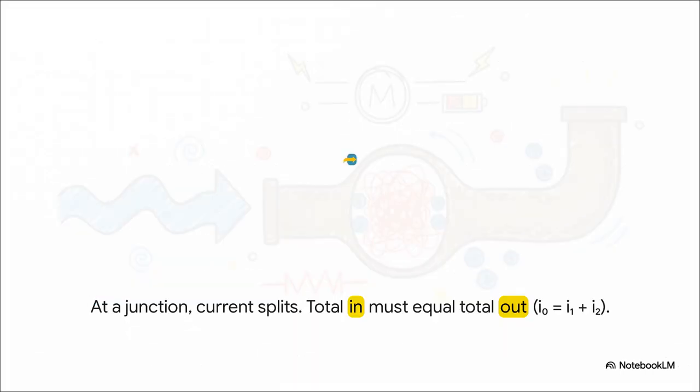And that exact same rule applies when the path splits, like at a fork in the road. If a main current, let's call it I0, hits a junction, it might split into two smaller currents, say I1 and I2. But because charge is conserved, the total amount flowing in has to equal the total amount flowing out. So I0 has to be equal to I1 plus I2. It's just simple accounting, really. There's nowhere else for that charge to go.